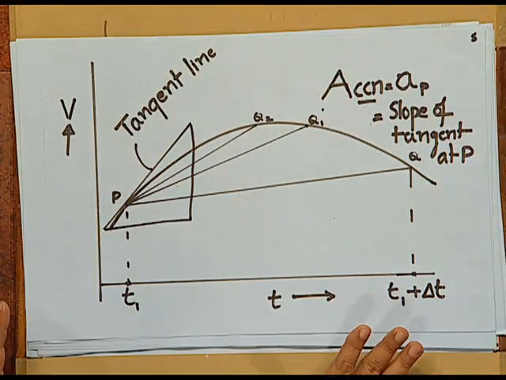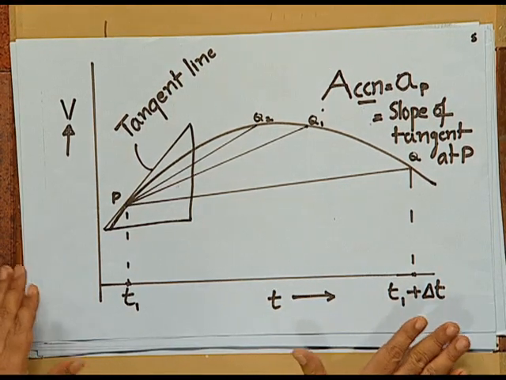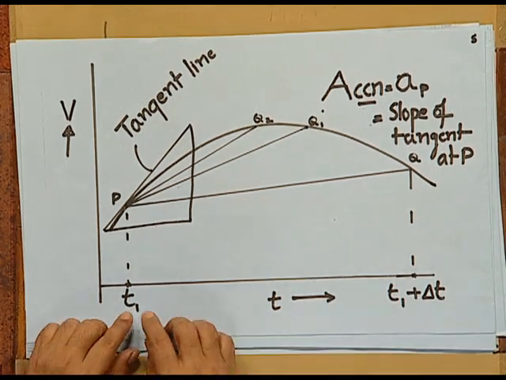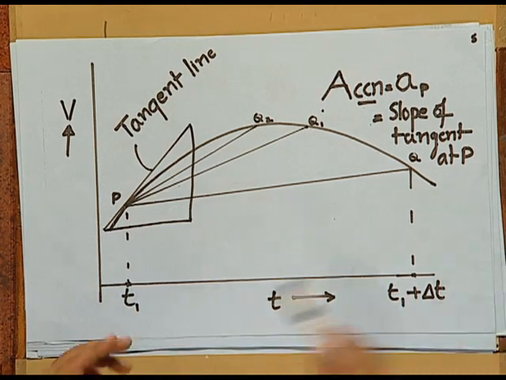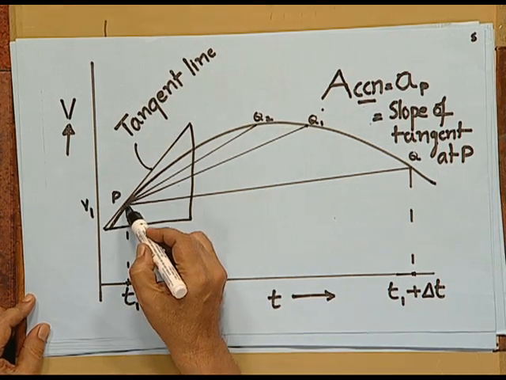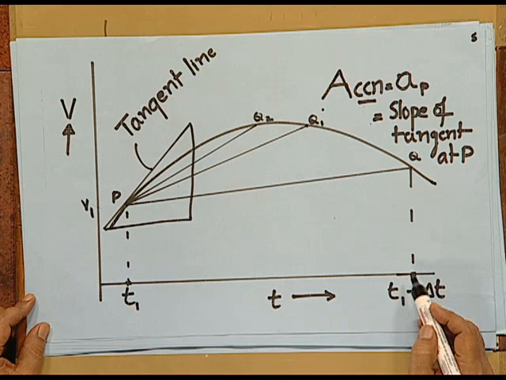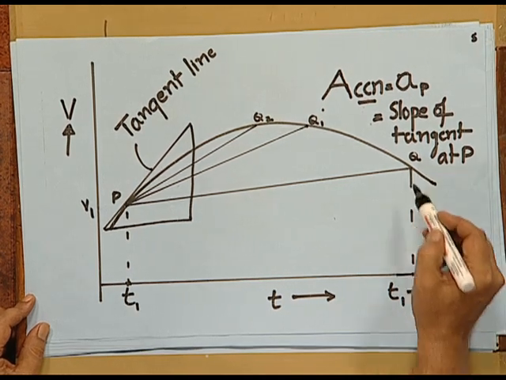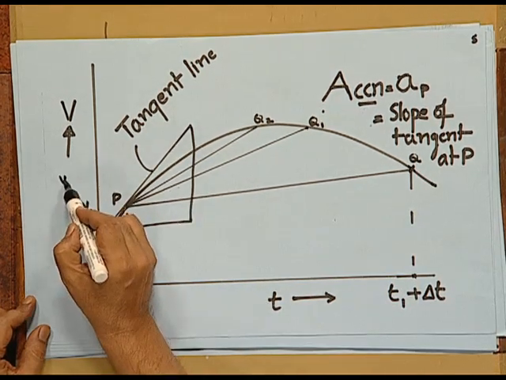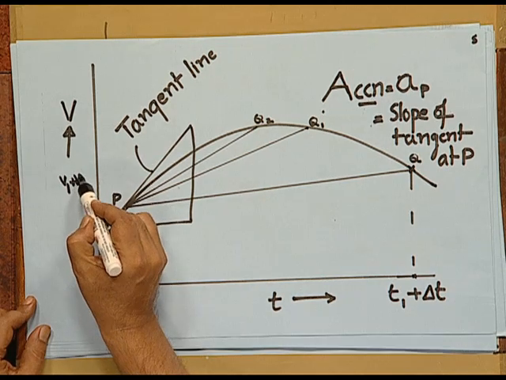Having studied what average acceleration means, let us move to the idea of instantaneous acceleration. Now, look at this graph where the velocity has been plotted as a function of time for very small intervals of time. The object has velocity v1 at time t1, which is indicated as point P. The velocity at time t1 plus delta t is indicated at point Q, corresponding to a value v1 plus delta v1.